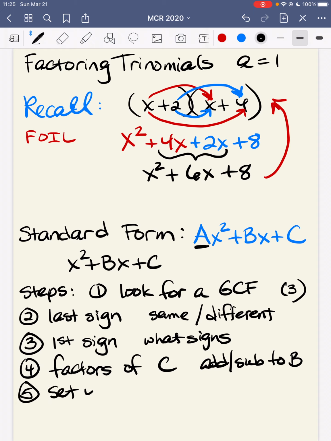Then we set up our binomials with our variables, usually x, but they are different. Okay, and then we place our numbers.